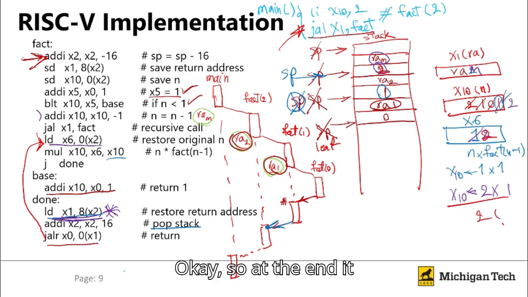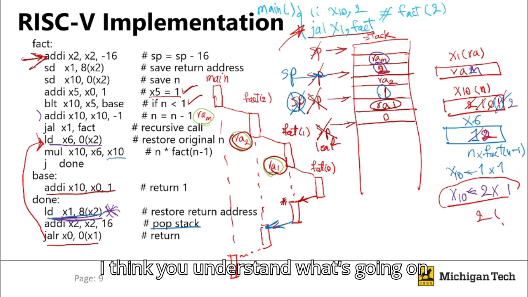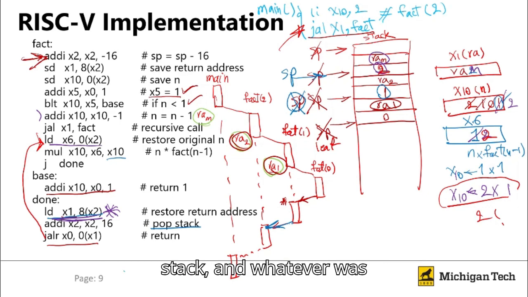Okay, so at the end it becomes a little confusing, but I think you understand what's going on here. We are pushing onto the stack and popping from the stack, and whatever was inside the stack, we return it after jump and multiplication, and this is what's happening in a recursive form.